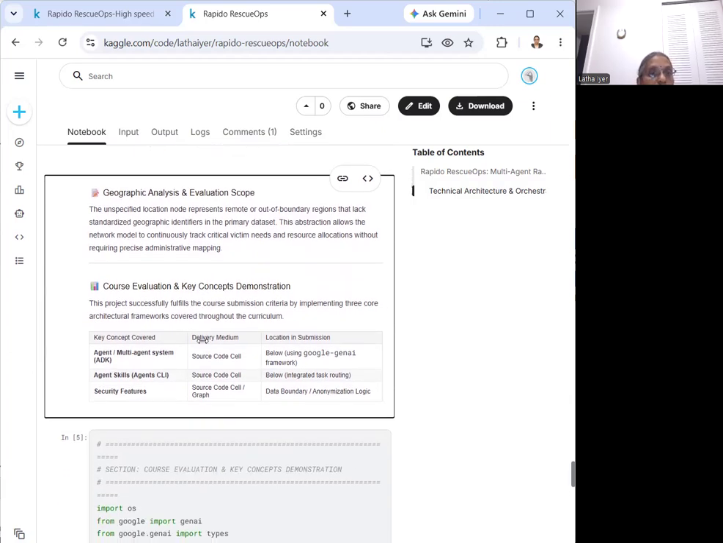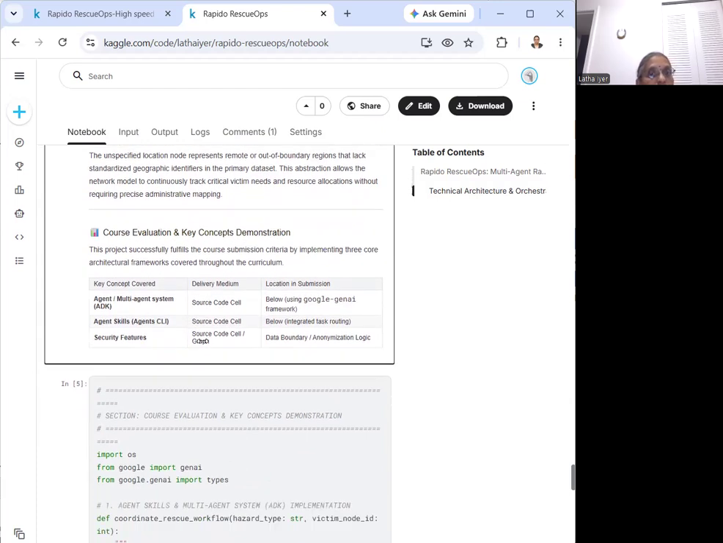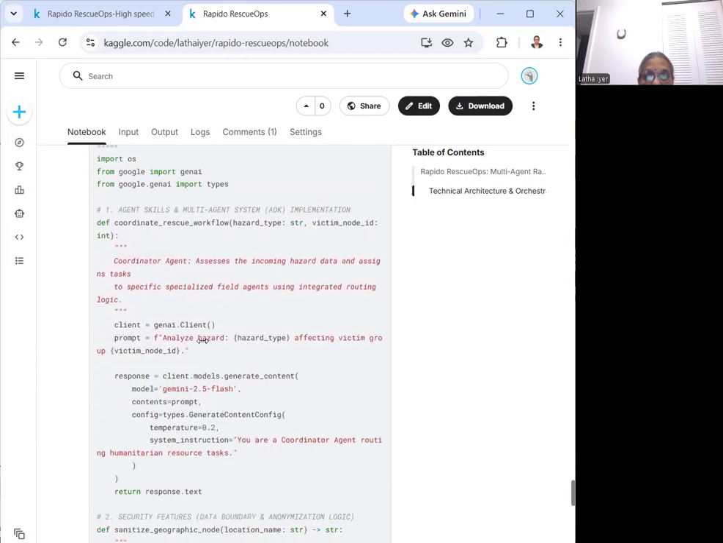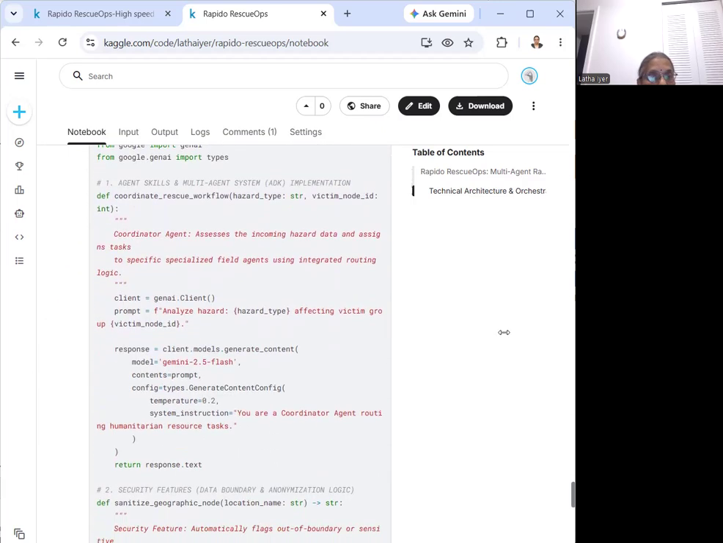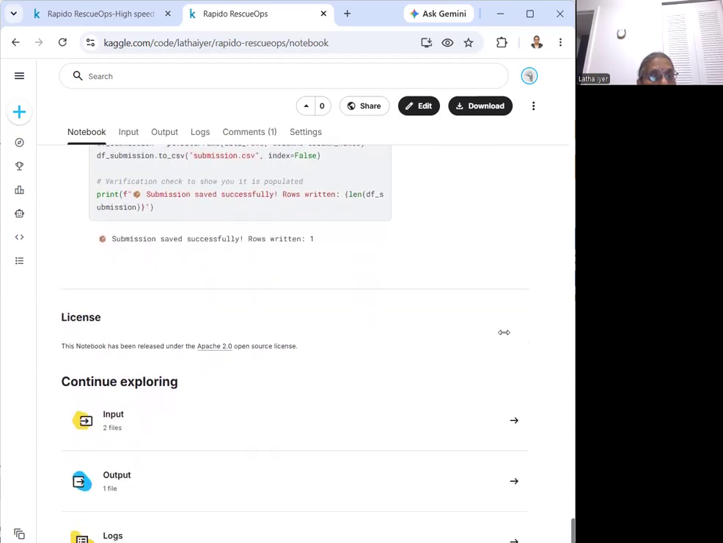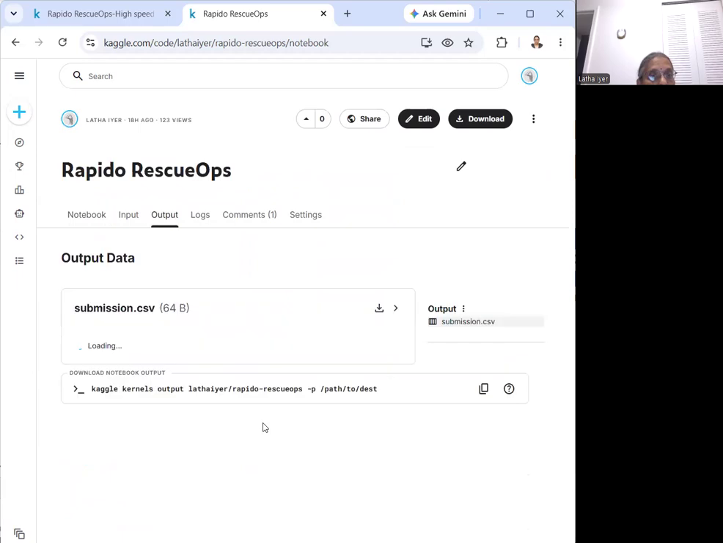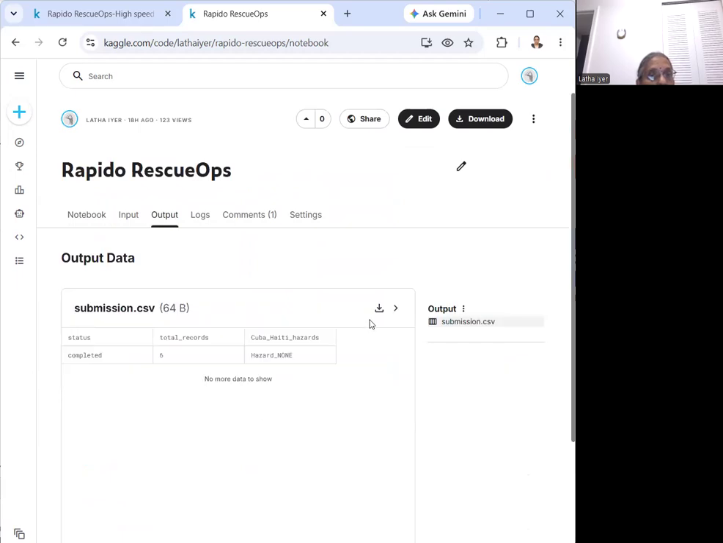Coming down to the last part of it, we have the course evaluation key concepts demonstration that we have gathered. The key concepts covered in this tool are the multi-agent system, that is the ADK, agent skills in the form of CLI, and the security features. Now you can see the output, and that gets outputted to a submission.csv, which takes care of the competition requirements.